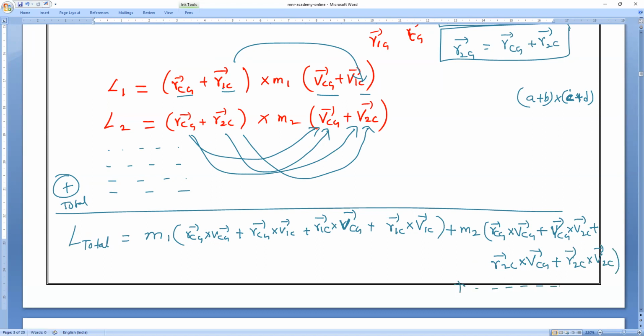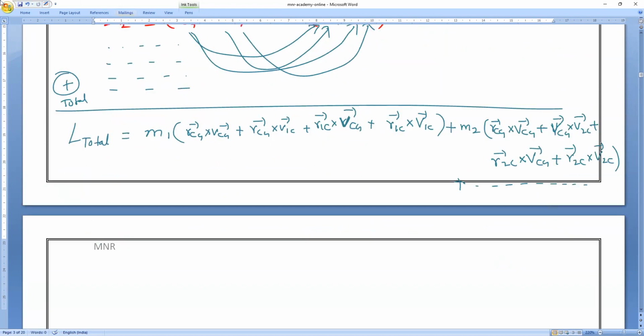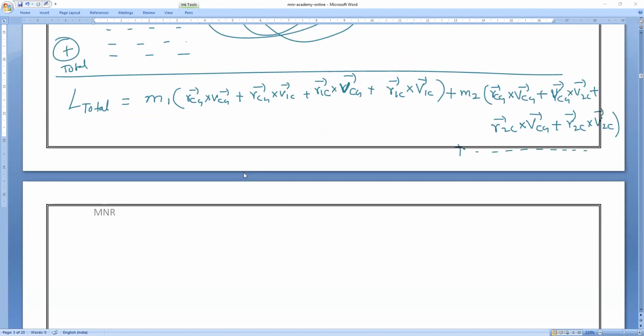Plus it will continue, M3, M4, M5, like that it will come. Any problem for anybody? Clear? Everybody understand this step? Yes, sir. So now let me simplify it. Let me go with the mass. I will multiply it because it is very necessary.